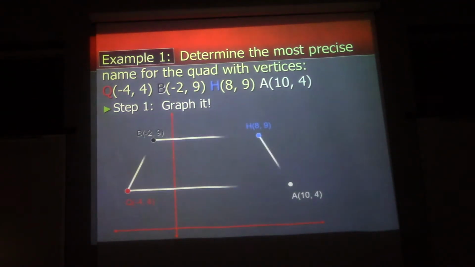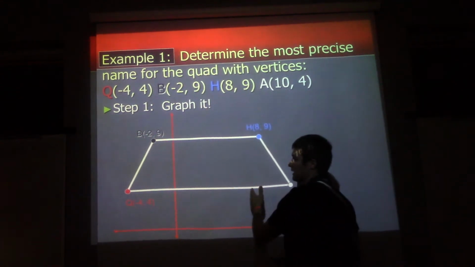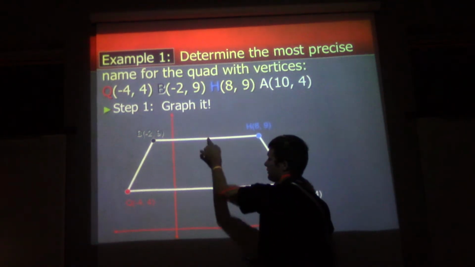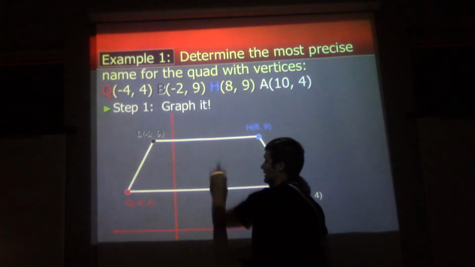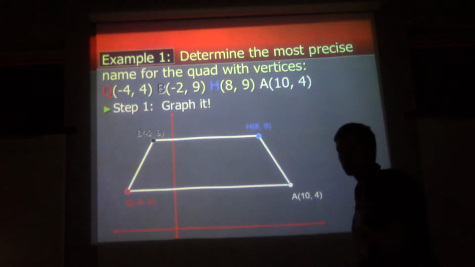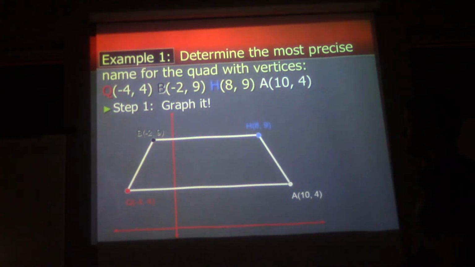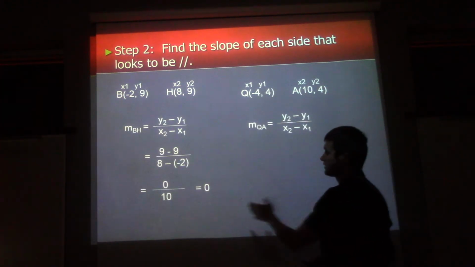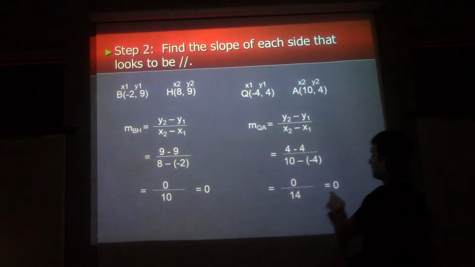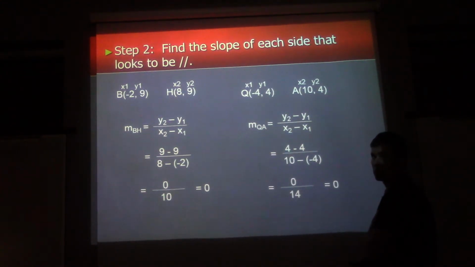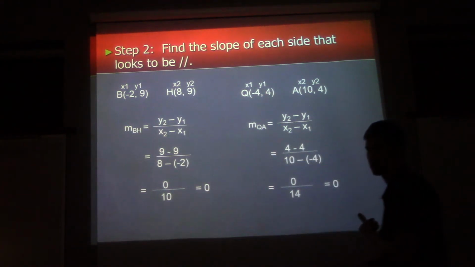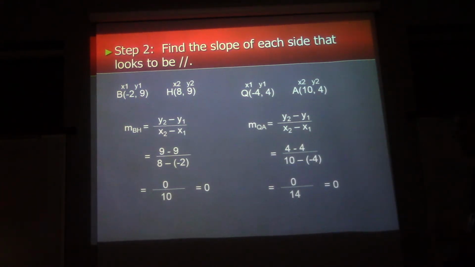So now you go here. We want to determine the name that's most precise for this. It looks like a trapezoid. Okay, a couple things we have to look at then. These lines need to have the same slope, so we check the slope. You check the slope here, you get 0. You check the slope here, you get 0. So you do have parallel sides. Just remember how you find slope: subtract the y values, subtract the x values. Rise over run, so y over x.